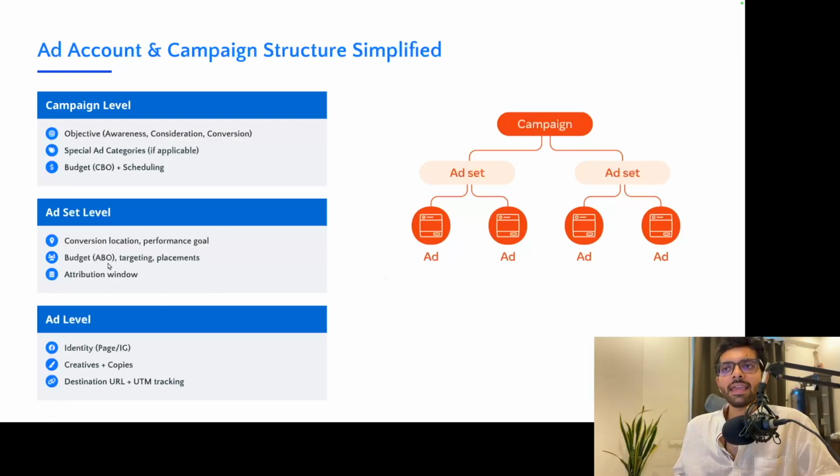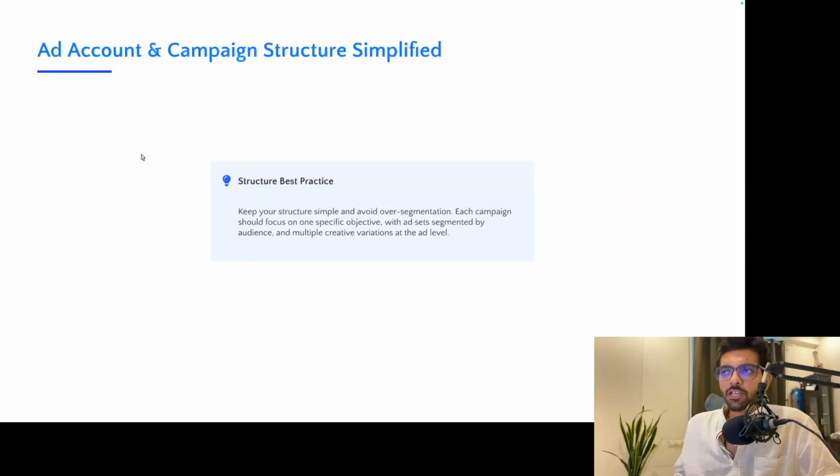If you're using ABO, then budget is given at the ad set level, right? So instead of giving 100 rupees over here, you manually control this ad set will receive 50, this ad set will receive 50, and then the algorithm will decide how much budget individual ad will get on that particular day, right? Best practice for a structure is to keep it very simple, avoid over segmentation, right? Each campaign should focus on one specific objective, ad sets segmented by audiences, and multiple creative variations at the ad level.